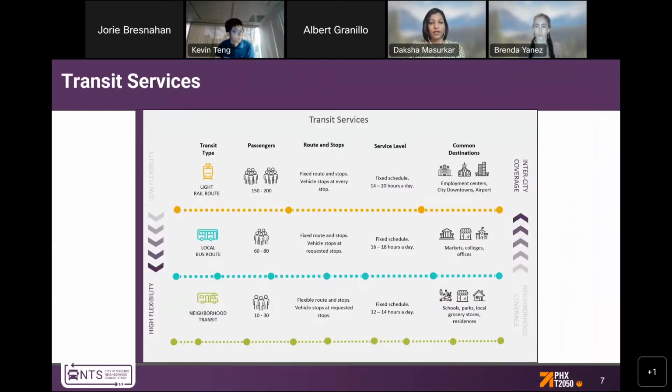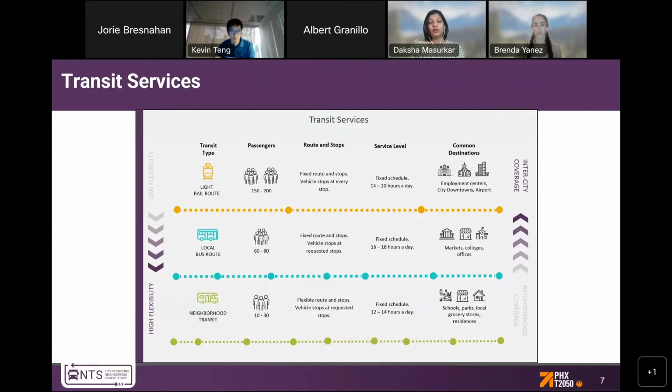So here is a graphic that shows you the comparison of neighborhood transit service with some of the other transit services in Phoenix, that is the light rail route and the local bus route. You will observe that the capacity of each of these transit services is different, with light rail having the maximum capacity and neighborhood transit with their smaller vehicles having a lower capacity of 10 to 30 passengers. Also, neighborhood transit service provides more flexible routing and stops compared to local bus and light rail, which have fixed routes and designated stops.